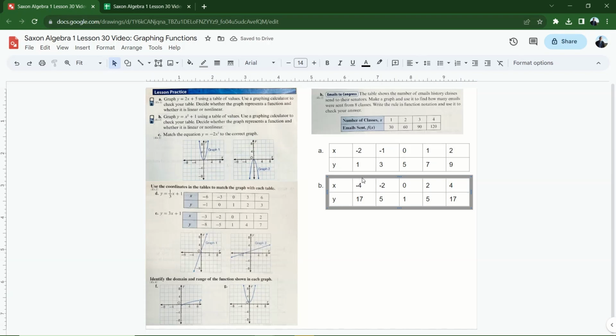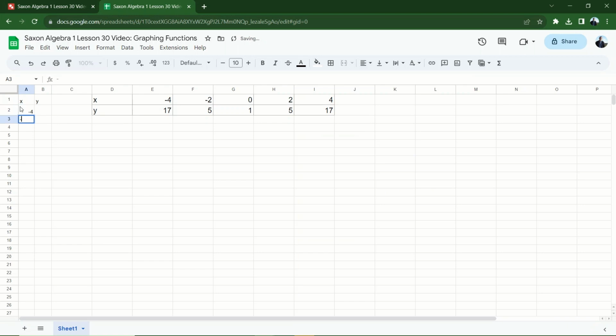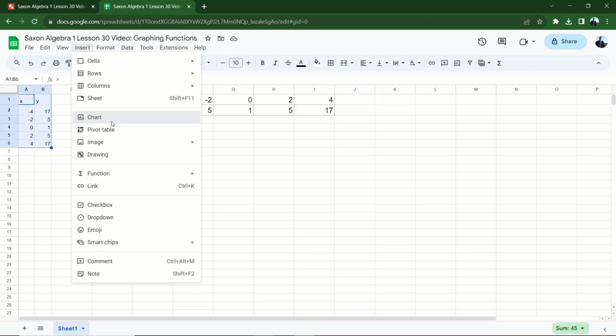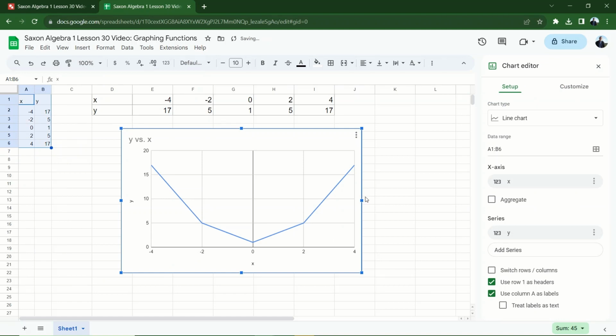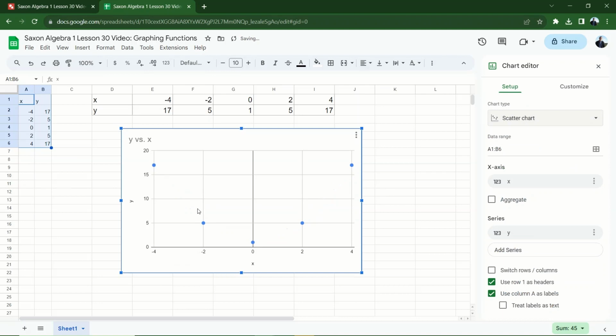All right, let's see if we can graph this relationship. So it's going to be -4, -2, 0, 2, 4. And then my y values are 17, 5, 1, 5, 17. I got those by plugging my x values into my equation. Now let's graph this. Insert, chart. There we are. Now, this one's probably going to look better as the scatter chart.